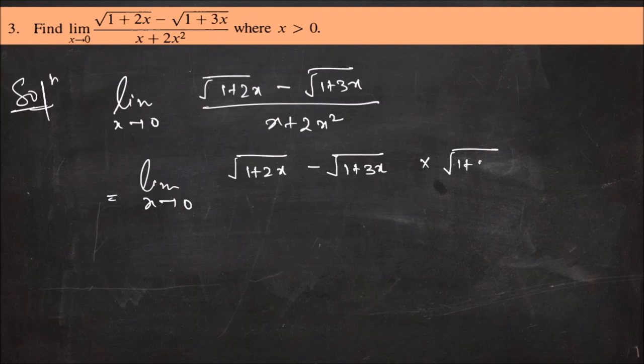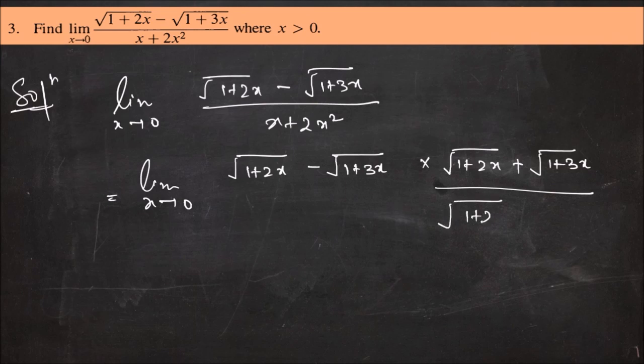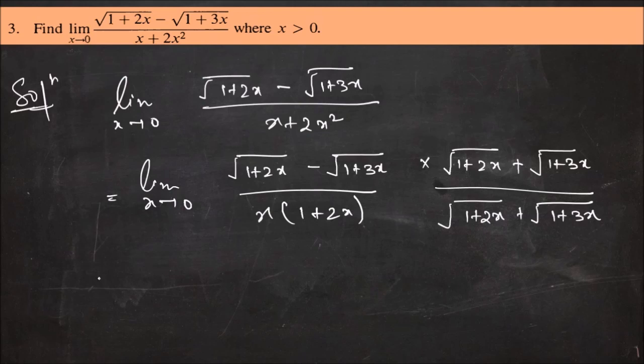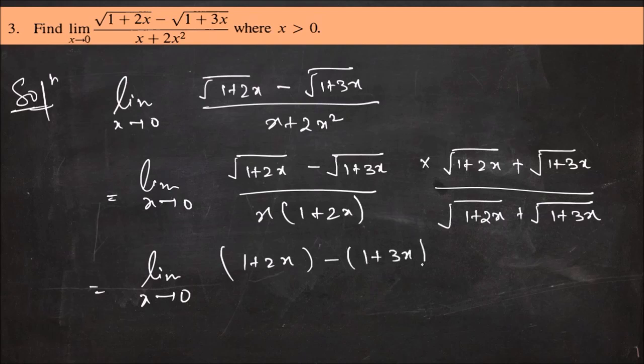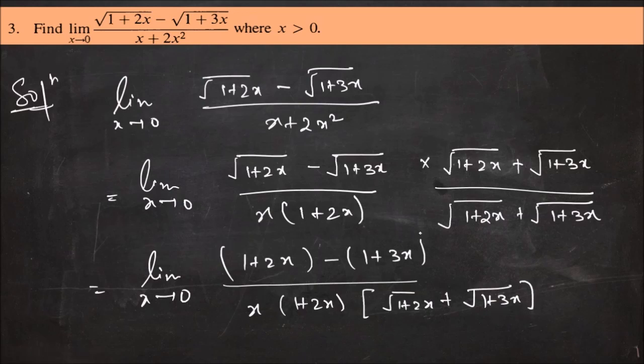multiply and divide by root 1 plus 2x plus root 1 plus 3x. The denominator I can write as x times (1 plus 2x). So now if I simplify it, what I will get: limit x tends to 0, this will become 1 plus 2x minus 1 plus 3x, and the denominator will become x (1 plus 2x) times (root 1 plus 2x plus root 1 plus 3x).